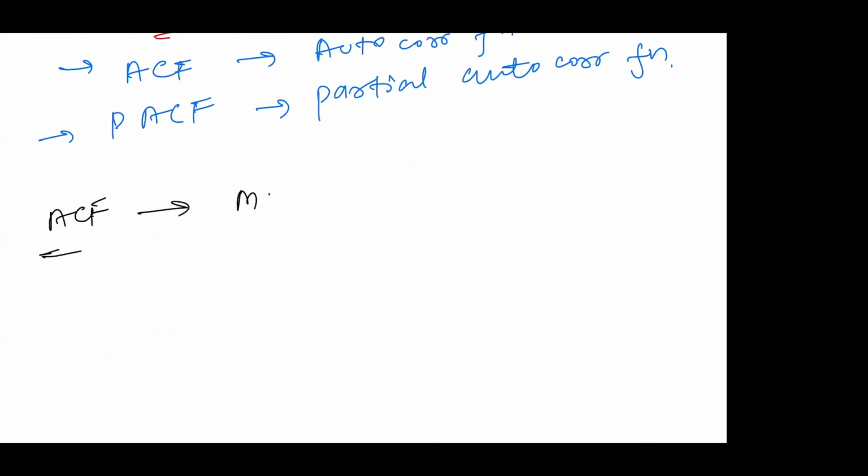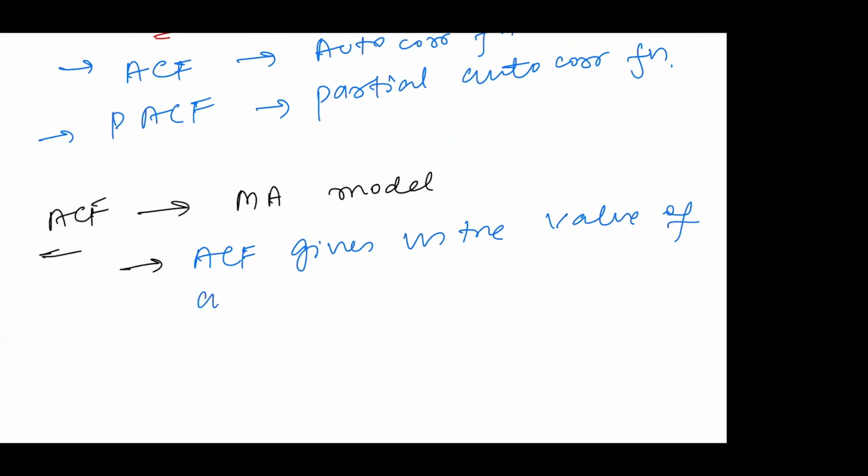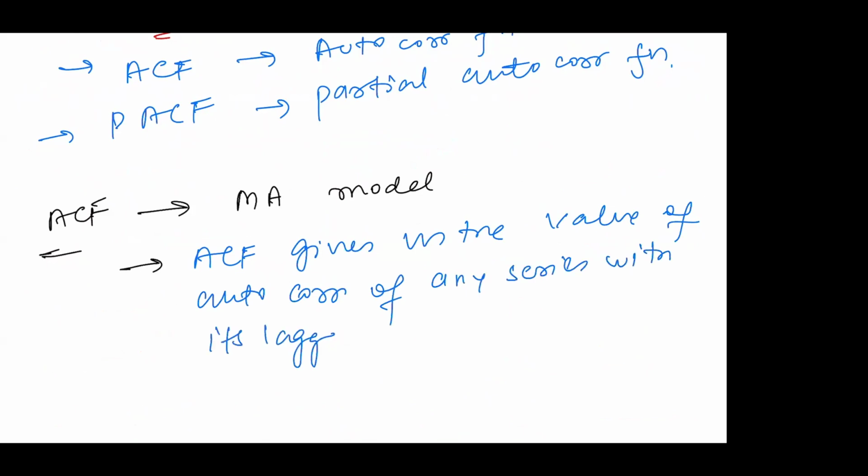ACF is used for the MA model. Always remember, this is the key part. What is an ACF? What is the autocorrelation function? ACF gives us the values of autocorrelation of any series with its lag term. So what does this mean? It basically tells you how much a time series is autocorrelated with its previous time lags.